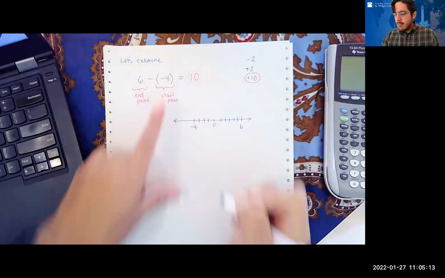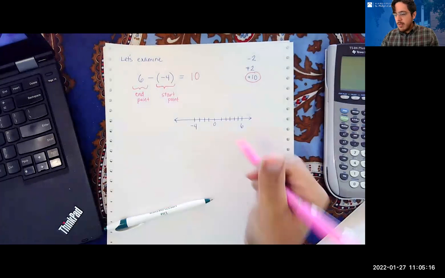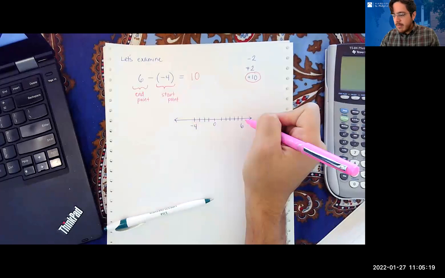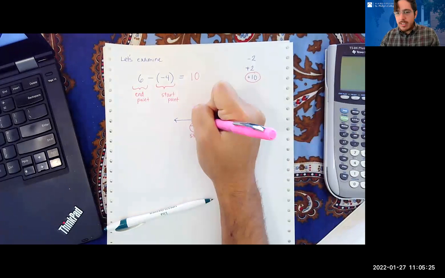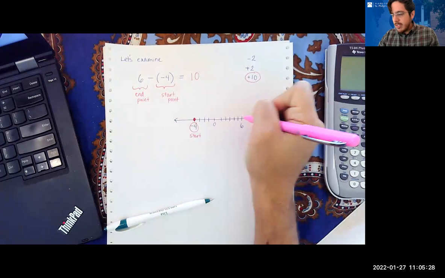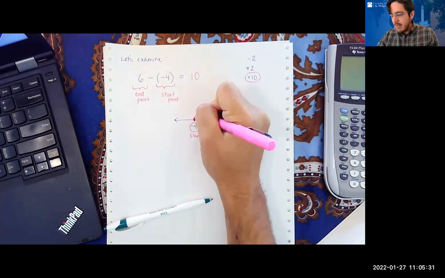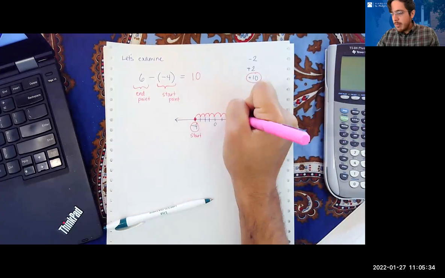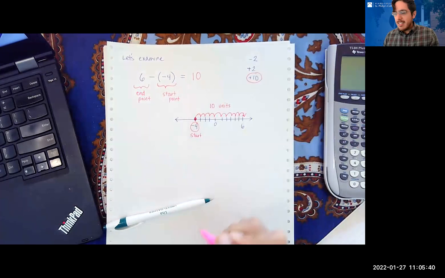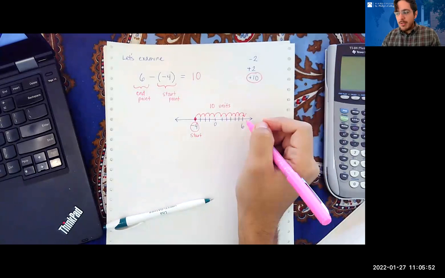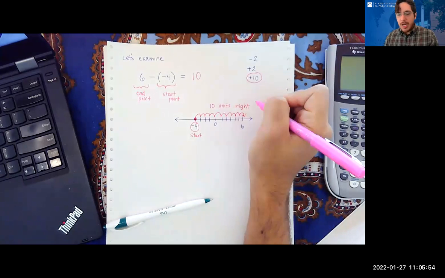What is the distance between these two numbers? Well, let's go ahead and count. If this is our starting point, then we need to start here and count how many spaces it takes for us to get to 6. How many units? 1, 2, 3, 4, 5, 6, 7, 8, 9, 10. We move 10 units in what direction? Do we move to the left or the right? I mean the right. I'm sorry. To the right. And remember, 10 units to the right means that our answer should be positive 10.